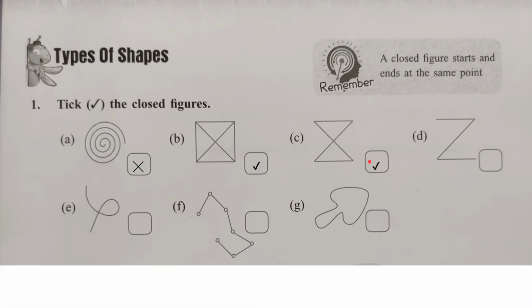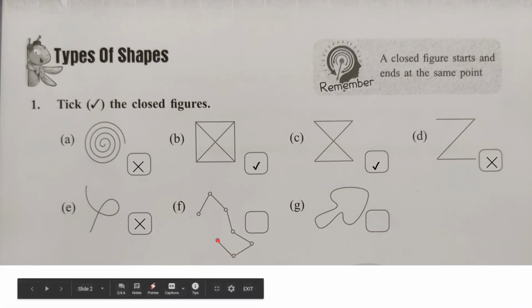so it is also a closed figure. Now, the next one, see it is starting from this and ending here. It has an open boundary, so it is not a closed figure. Now, here also starting from here and ending at a different point, it has an open boundary, so it is not a closed figure. The next figure also starts from here and ends at different points, therefore it is not a closed figure.